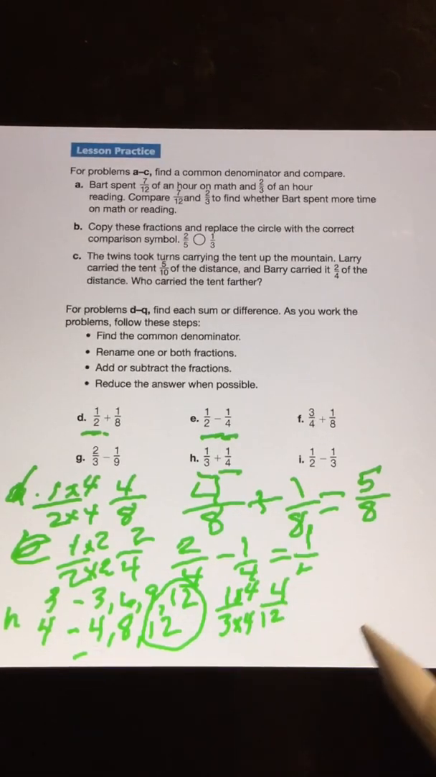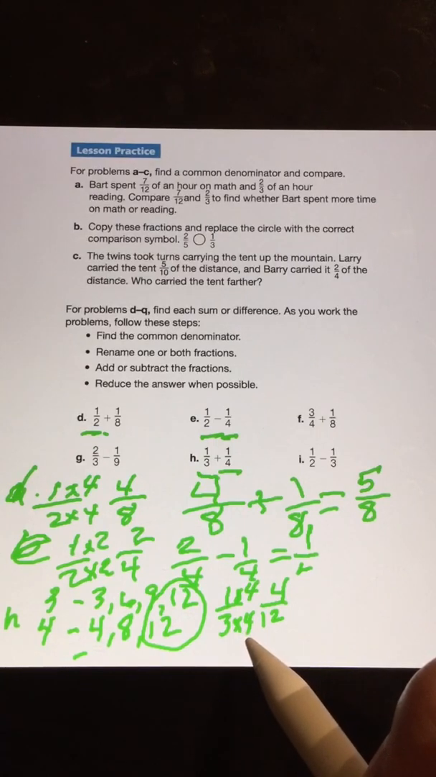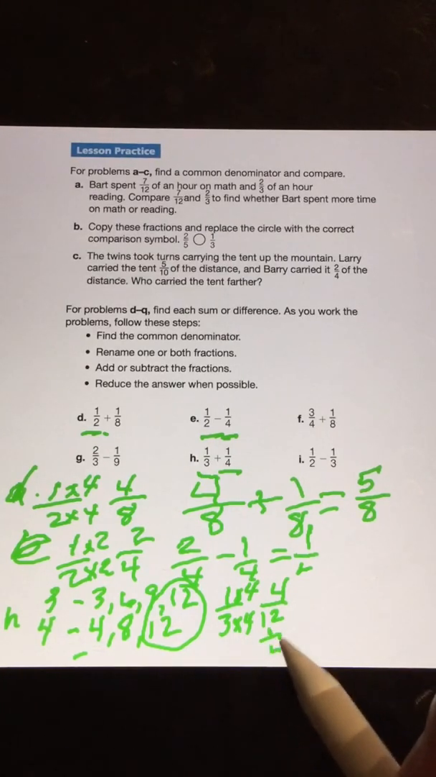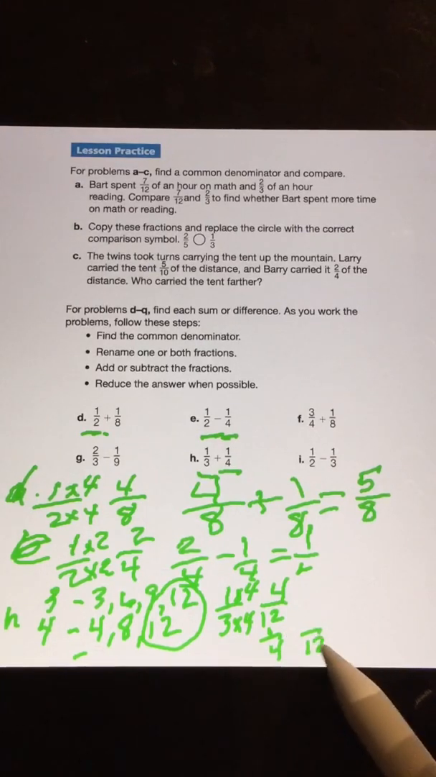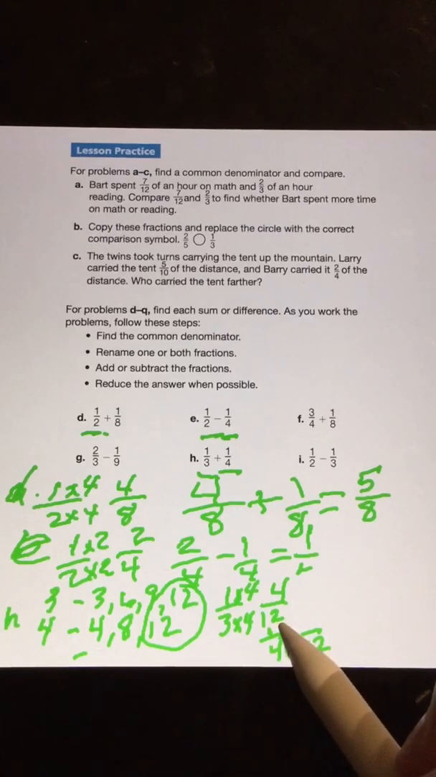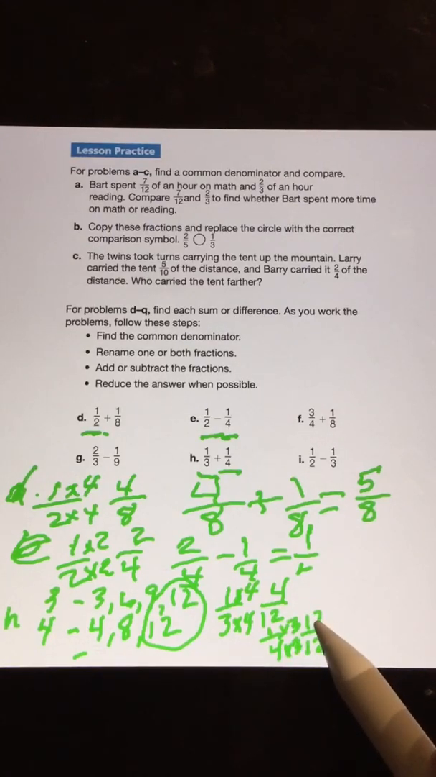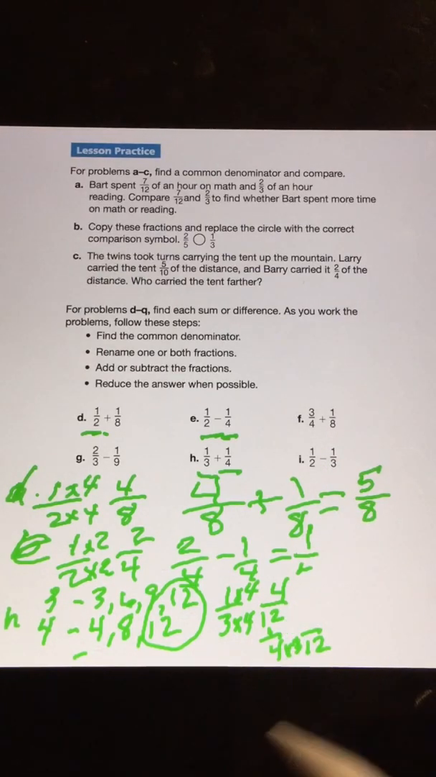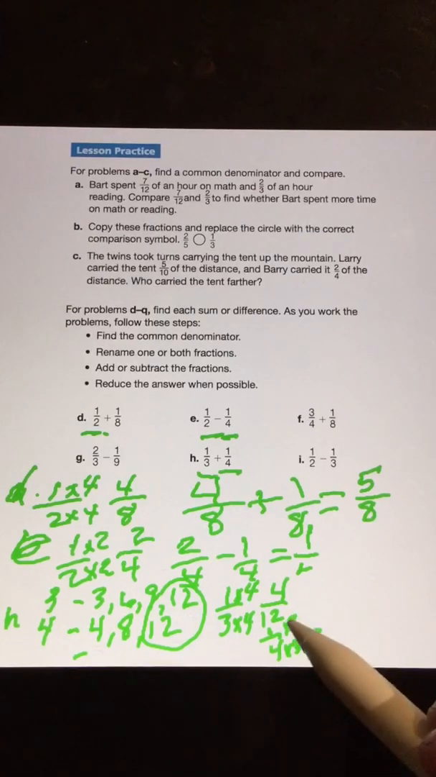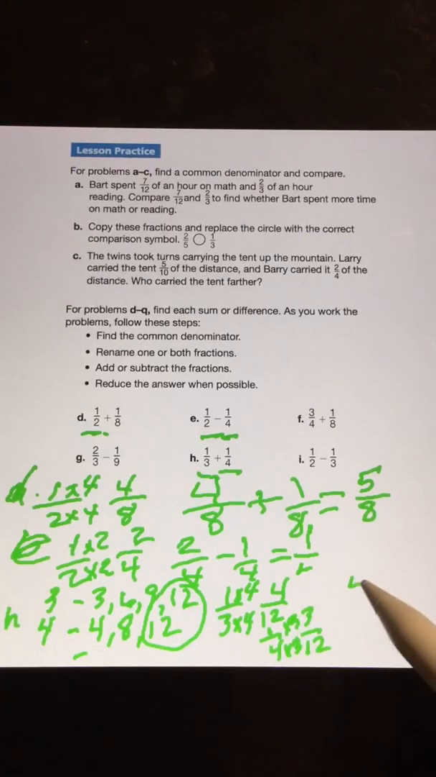Then I'm going to look at the other problem, 1/4. Find the correct common denominator, 12, so I'm going to go 4 times 3 is 12. 1 times 3 is 3. So I will have 4/12 plus 3/12, which will equal 7/12.